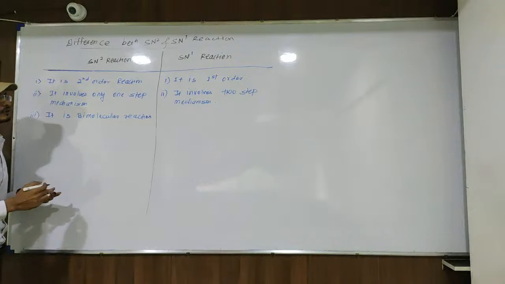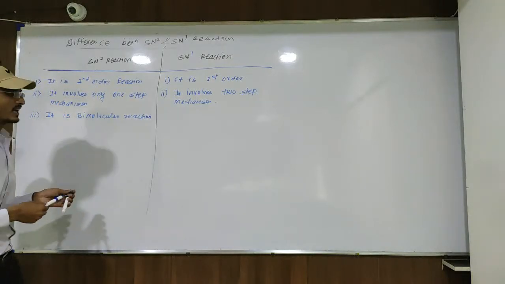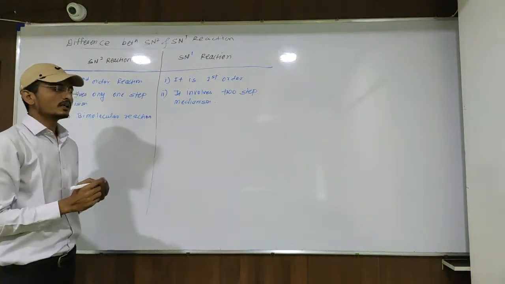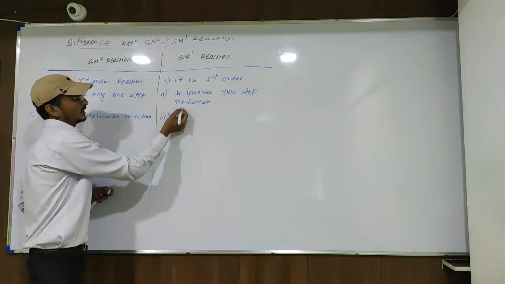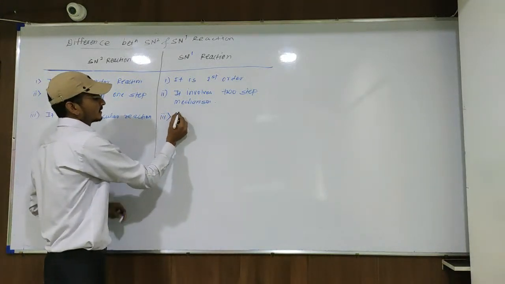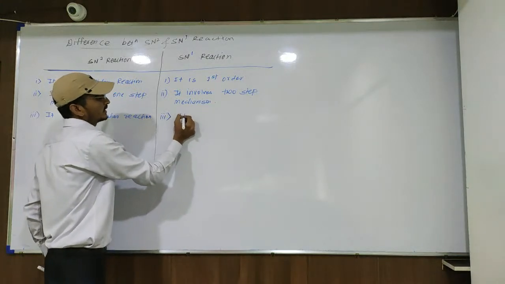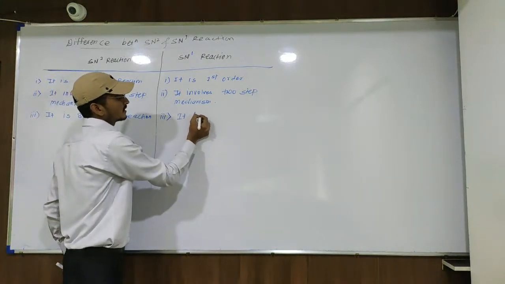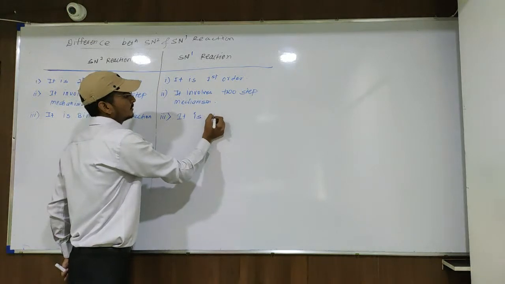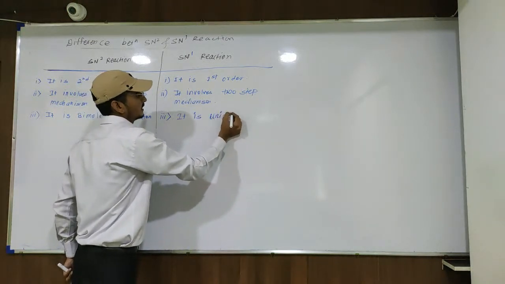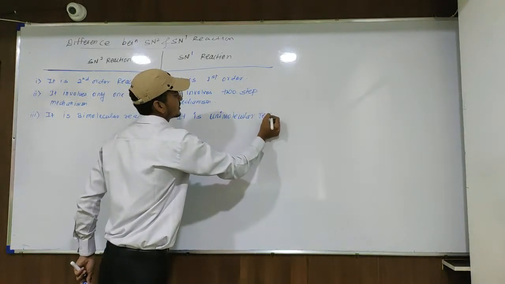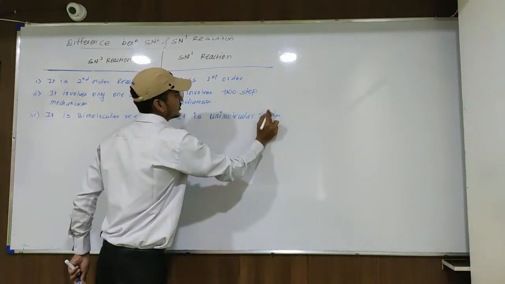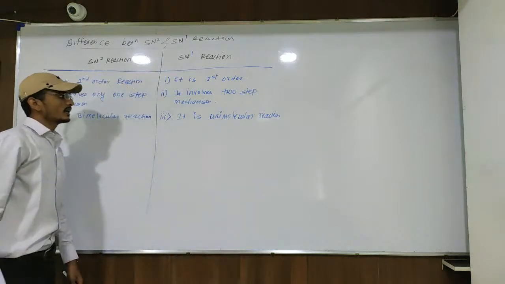Next one, it is a bimolecular reaction, meaning two molecules are involved in the reaction. That's why it is a bimolecular reaction. Next, the distinguishing point on the other side. In the case of the SN1 reaction, it is a unimolecular reaction, because only one molecule is involved in the reaction. That's why it is a unimolecular reaction.